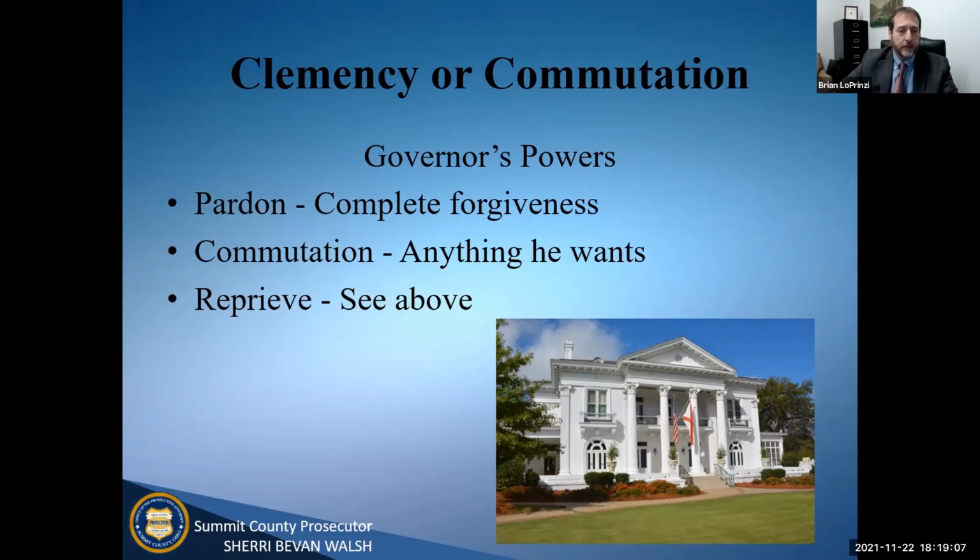They can commute the sentence. They can take that sentence and make it into a life sentence, life without parole, so to speak. And they can do a reprieve, which is basically any of the above. They can do anything they want, really.